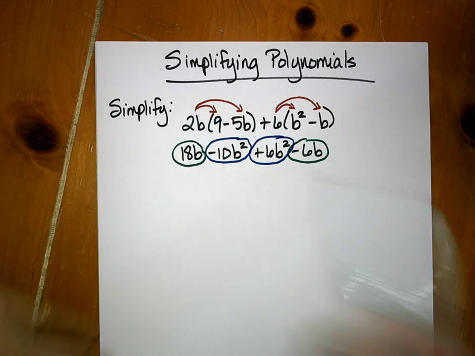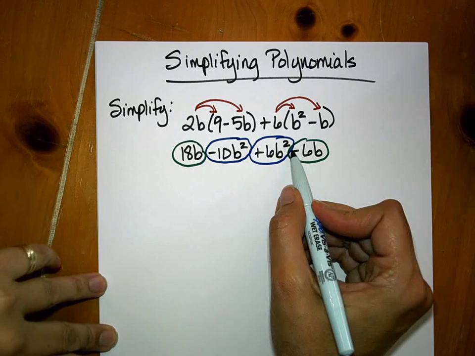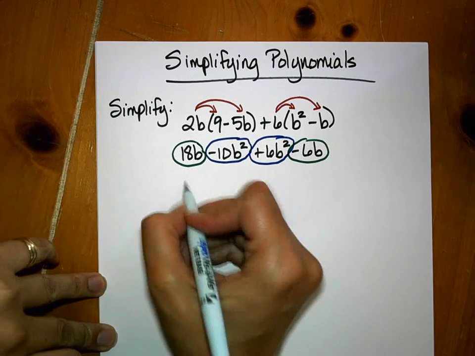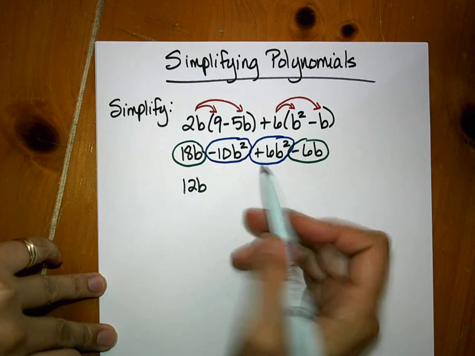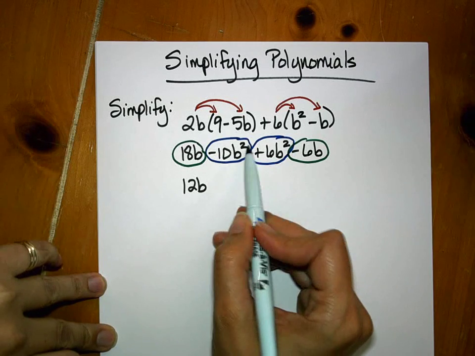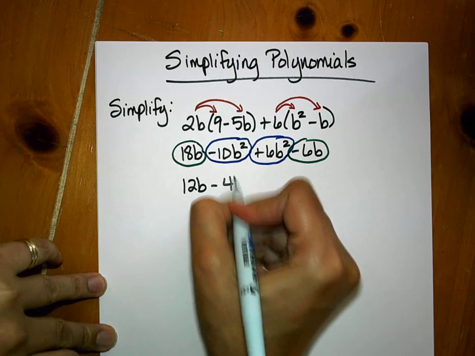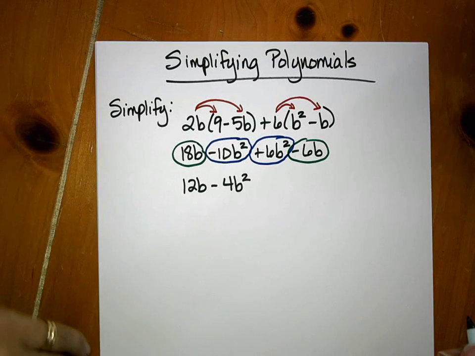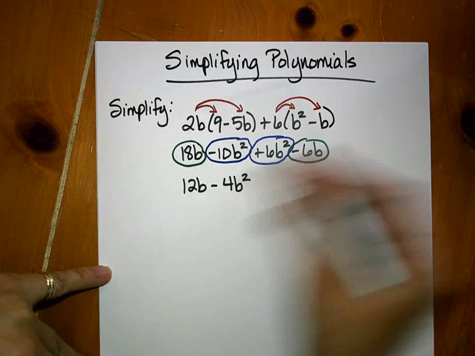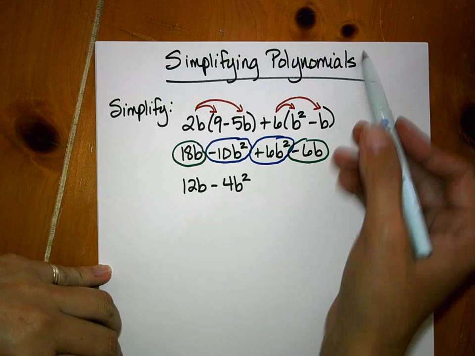So I can combine an 18b with a negative 6b, and that'll give me a 12b. I can also combine a negative 10b squared with a positive 6b squared, which will give me a negative 4b squared.